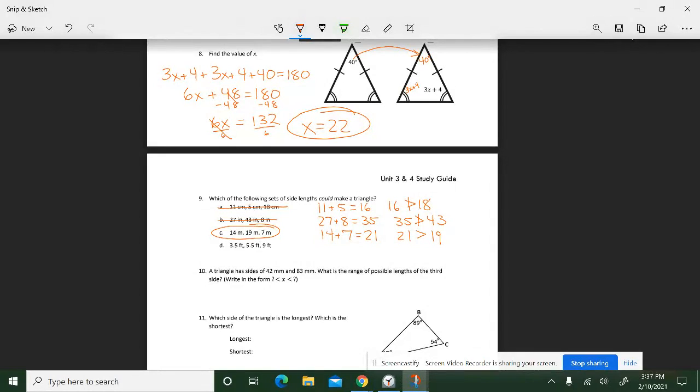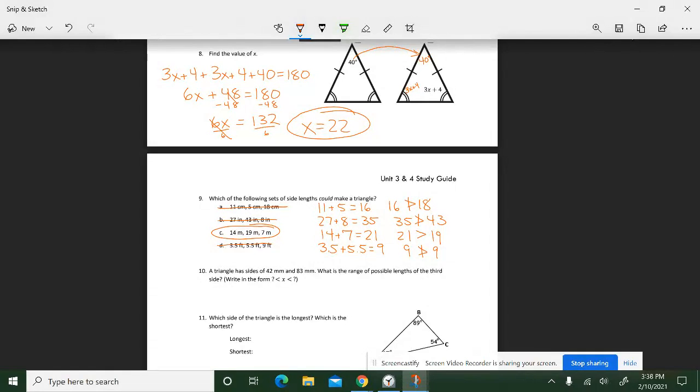Let's go ahead and just finish this off to test answer choice D. If you take 3.5 and 5.5, you get 9. 9 is not bigger than 9. It's equal to 9, but it's not bigger than 9, and it has to be bigger. So D does not work either. So add together the two shortest sides, the two smallest numbers, and find the one where it's bigger than the third number.